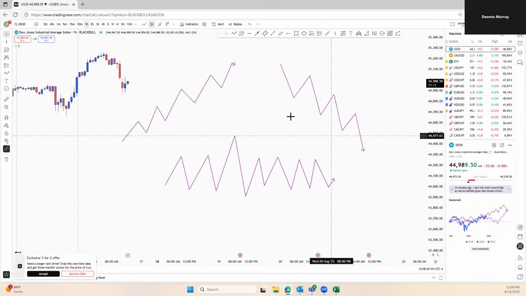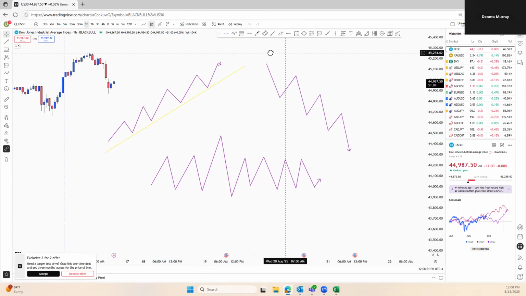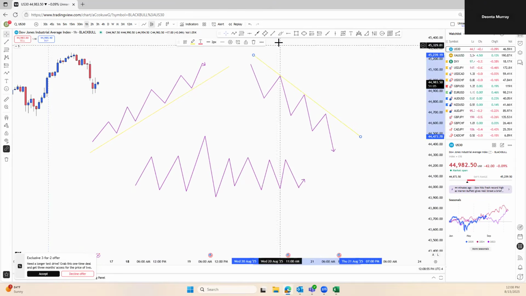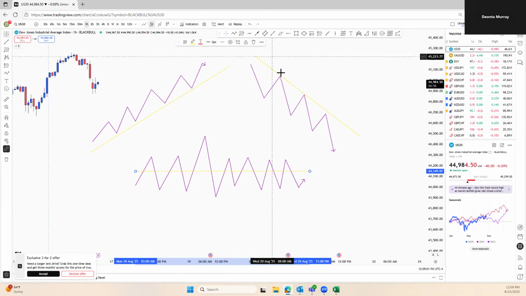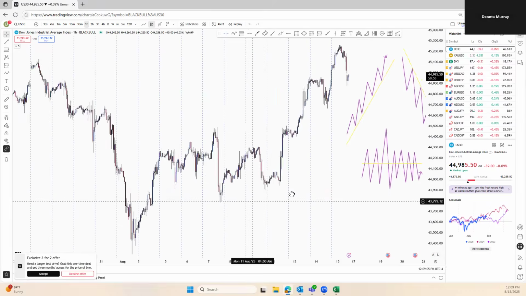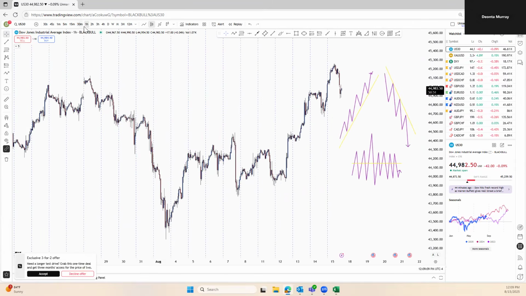So these are the three structure type of patterns that are inside of every market. And that's basically what we want to look for. Are we in an uptrend? Are we in a downtrend? Are we in a consolidation? So if I zoom out, we can kind of see the same structure points on the H1 time frame.